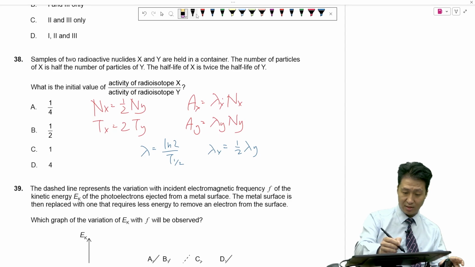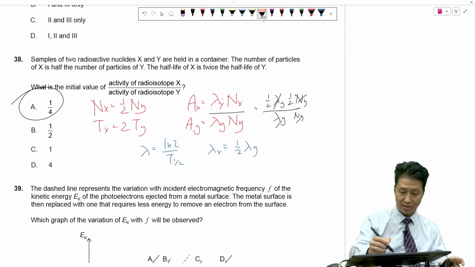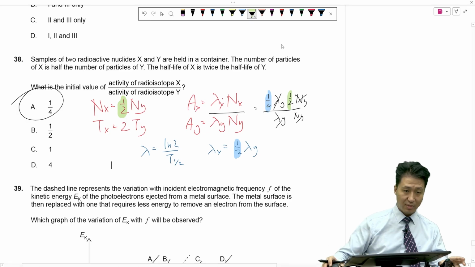So let's put this in here. This would be 1/2 decay constant of Y and 1/2 number of particles of Y. This cancels out. The answer should be simply 1/4 because of 1/2 here and here, and these come from this part and this part here. Number 39.